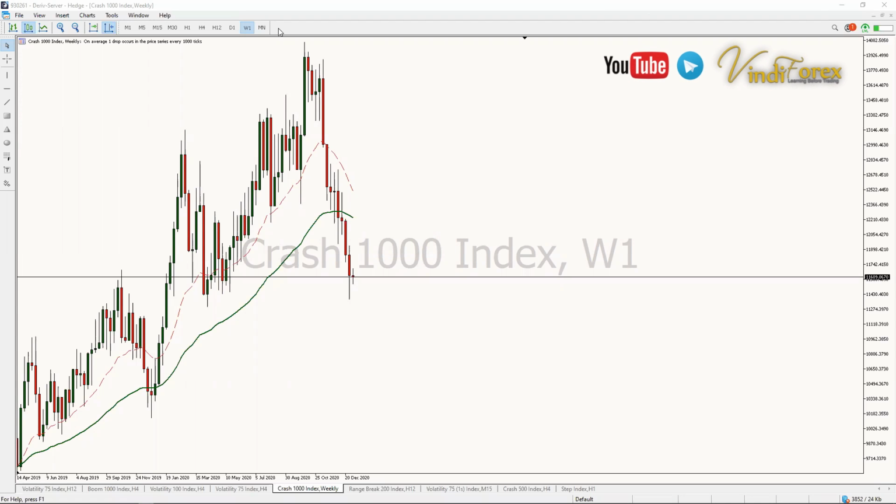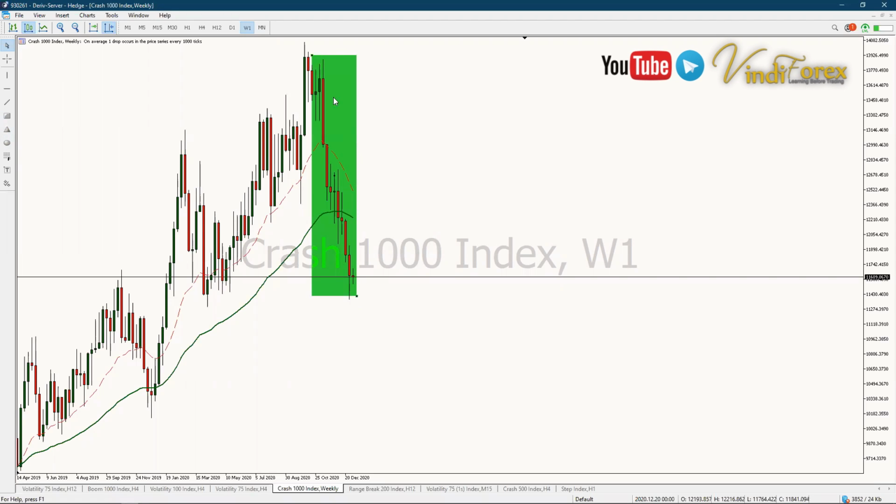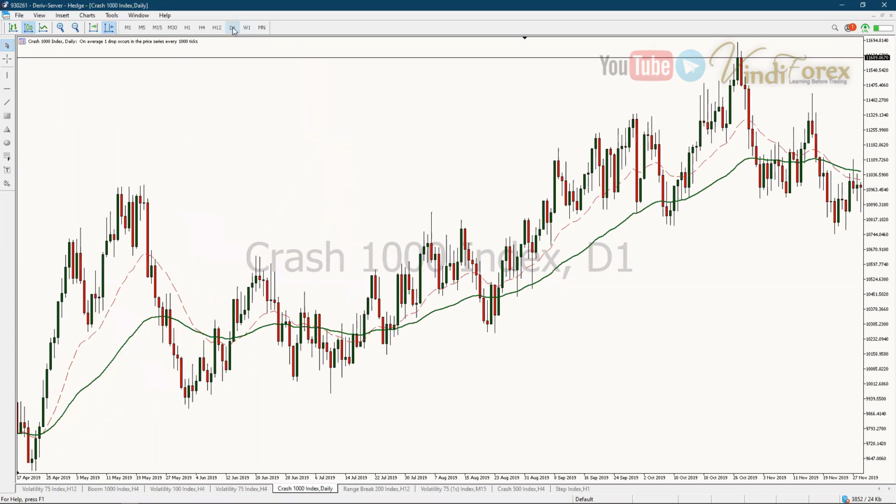Let's quickly look at the Crash Index 1000. Starting from the weekly chart, you can see that we've been quite bearish for some time. As you can see, this particular portion there is a nice mini downtrend. Of course, this is going to show nicely on a lower time frame.